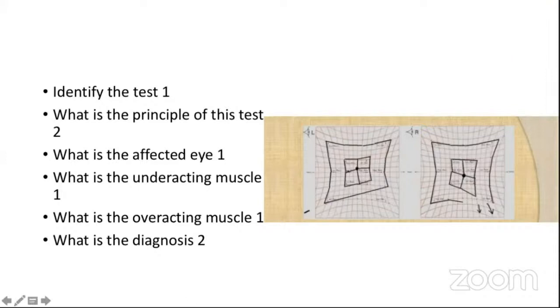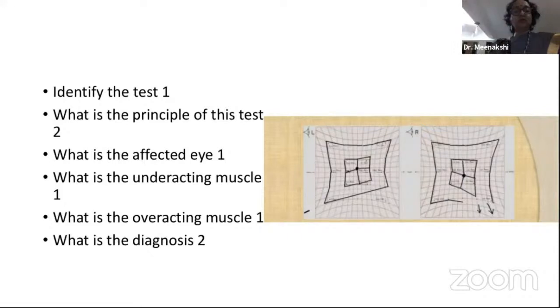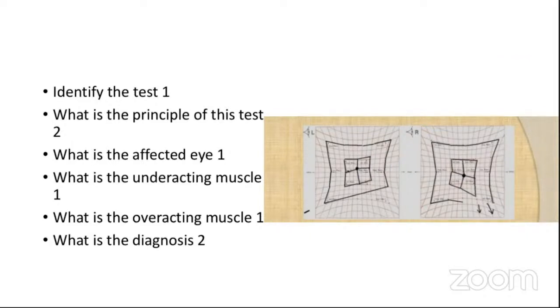Identify the test. Ma'am, this is the Lees charting. Read the whole thing, because only then will you know how many marks, how much time you have to spend. So go quickly, read the whole thing. Identify the test. What is the principle of this test? What is the affected eye? What is the underacting muscle? What is the overacting muscle? And what is the diagnosis?